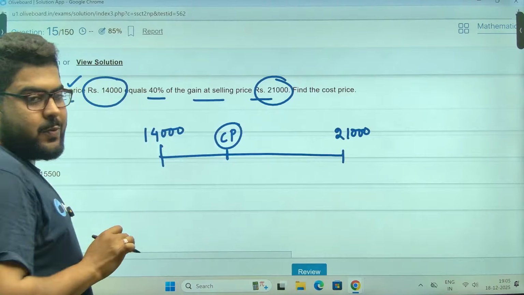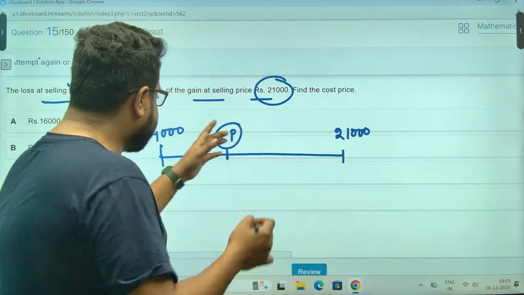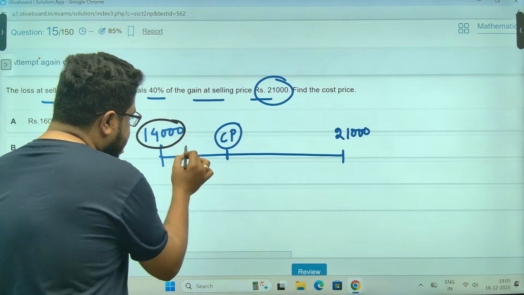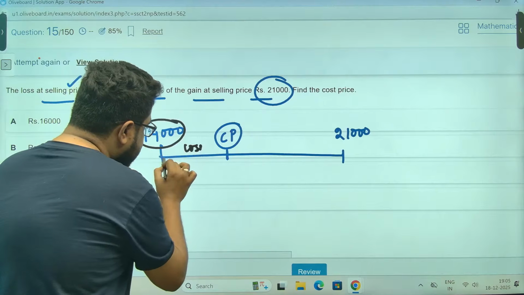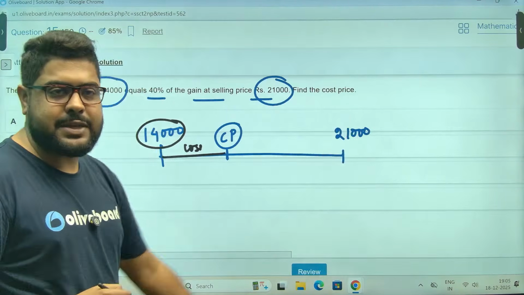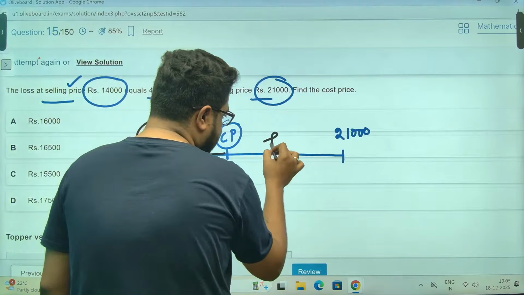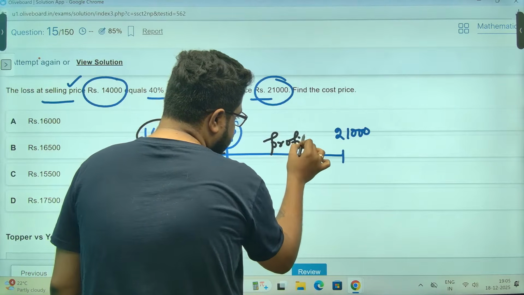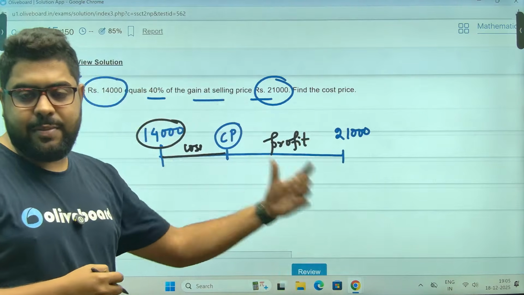Now think what they have told you. CP minus this SP, this is a loss. This gap is your loss. And from this CP to this 21,000 SP, this gap is your profit. Think visually, and the entire concept will be clear.